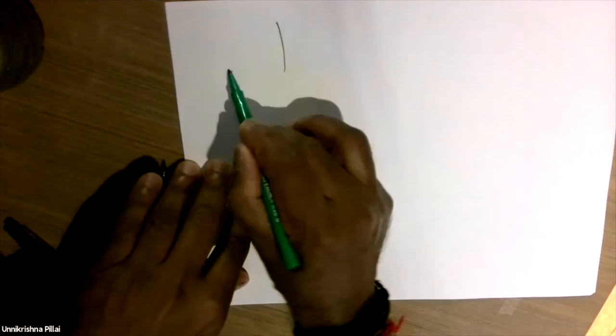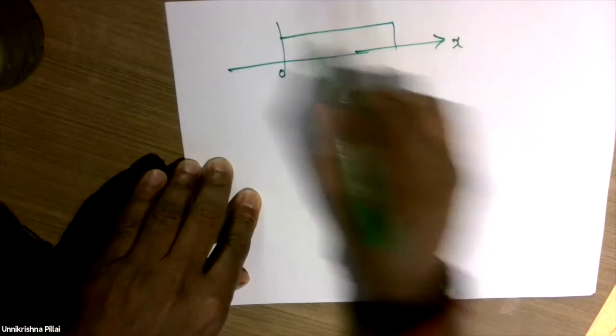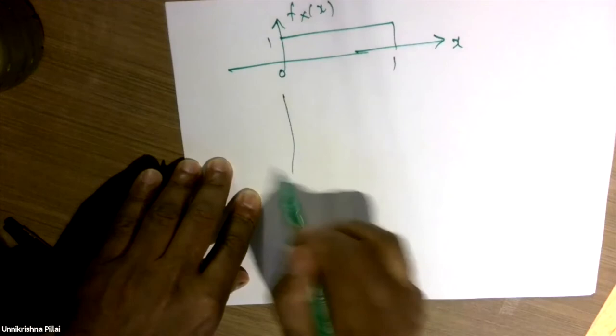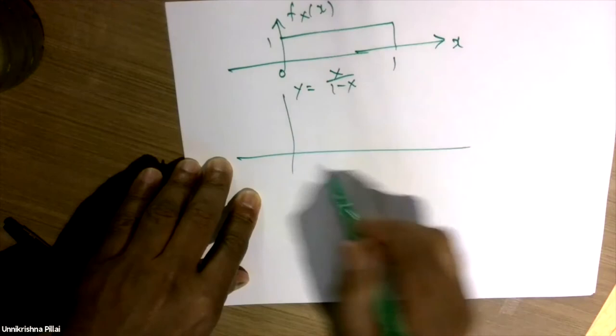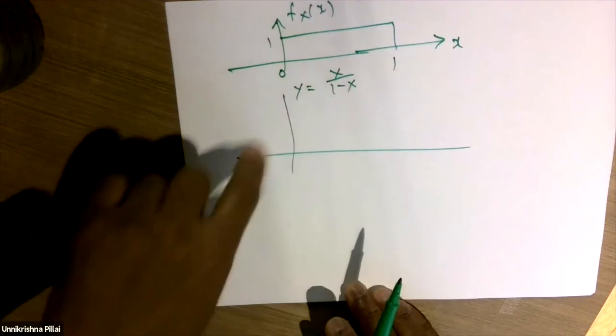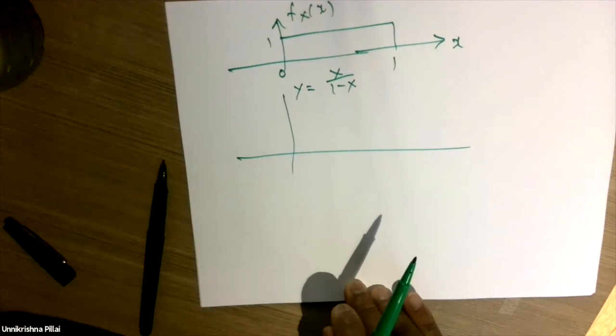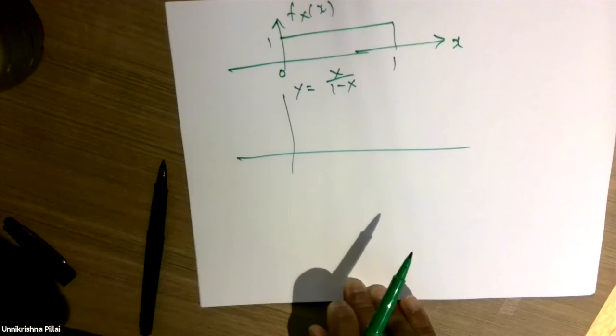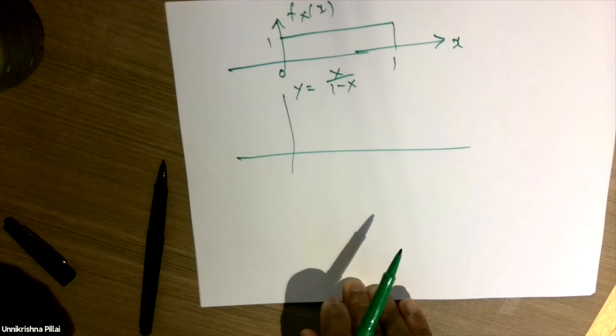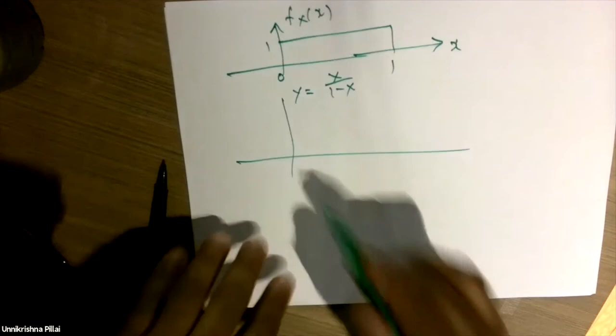So this is the graph of f_X(x). And now y is x over 1 minus x. So let's draw this. How will this graph look? What's the value of this graph at x equal to 0? And at 1, when x is 1? Infinity. When x is half? 1, right? So I hope you see that the graph goes like this.